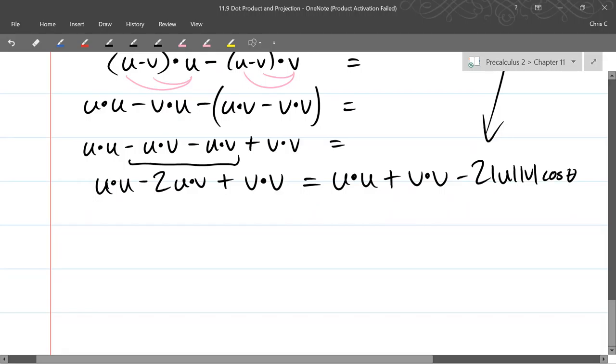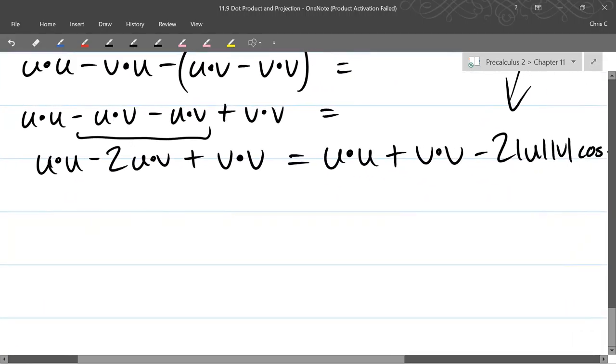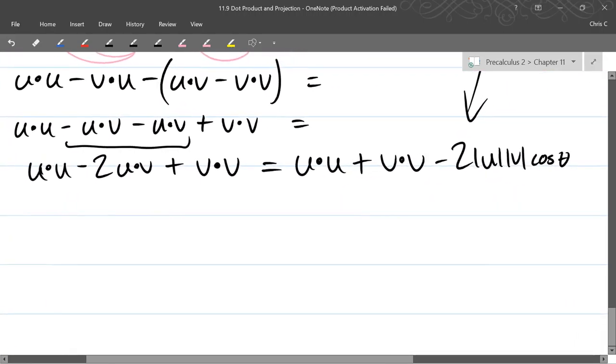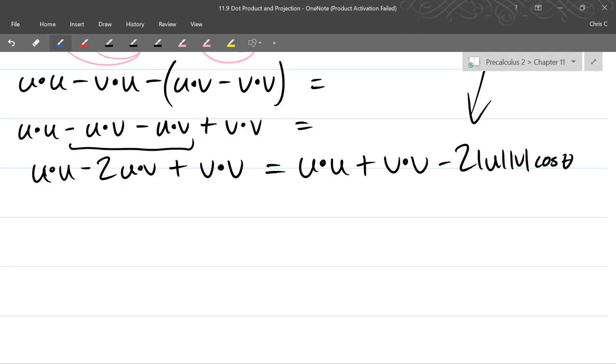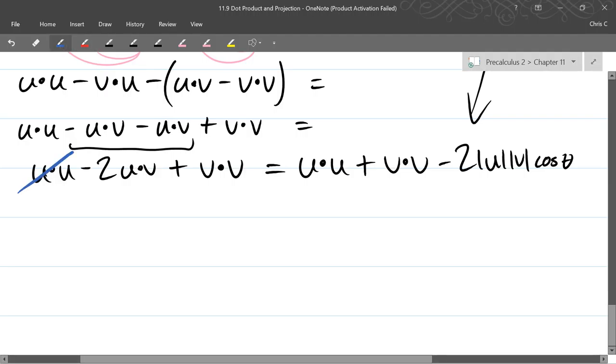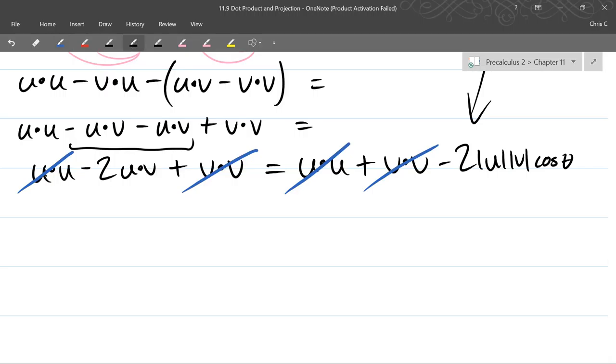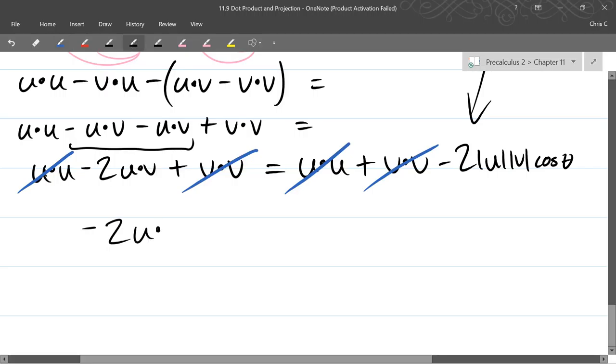Now we get to subtract stuff and start canceling. So what can I subtract from both sides? U dot u. So if I subtract u dot u, it's going to cancel out u dot u on both sides. I do the same thing, v dot v, with subtraction and knock out the v dot v. And we're down to negative 2 u dot v equals negative 2 magnitude u magnitude v cos theta.